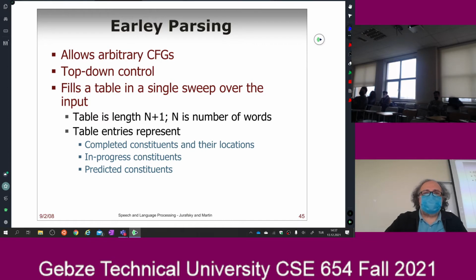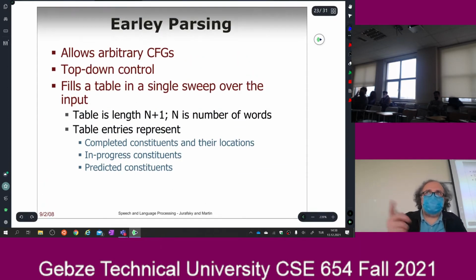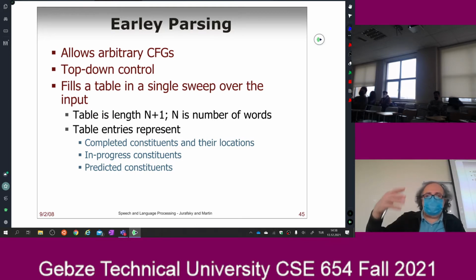Again, it is based on a table, and this time we are going to have a one-dimensional table, but inside the table, at each cell, there are many elements, sometimes hundreds of elements in it. So it is not two-dimensional, but don't think that one dimension is simpler than the two-dimensional CKY. It is as complex as the CKY in terms of memory requirements and runtime requirements.